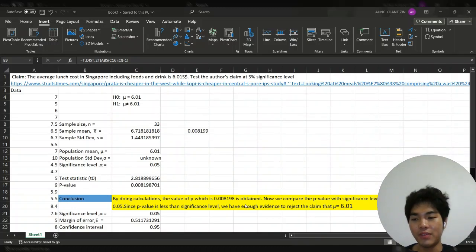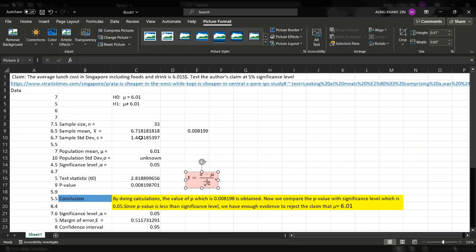I would like to do a brief presentation about my statistics assignment. So to test the hypothesis, we need to find a claim. The claim says that every lab cost in Singapore, including full-centric cases, is 6.01.